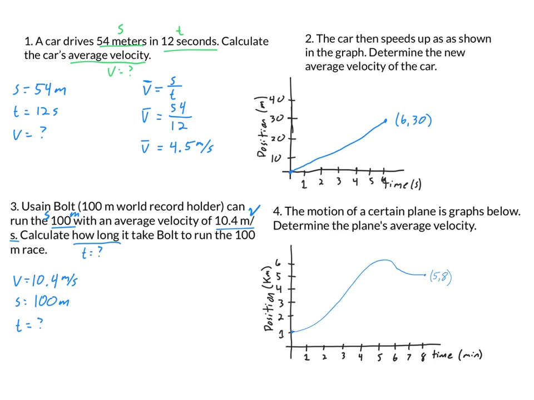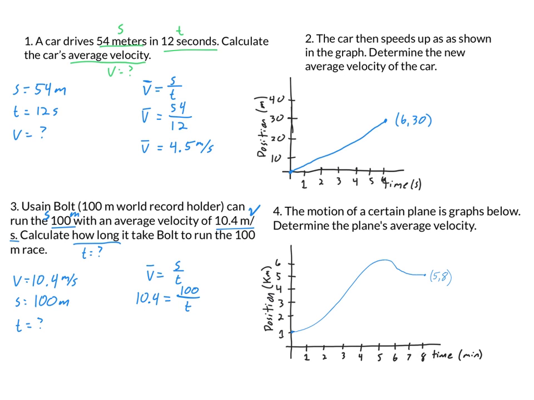So now I've done my variable bank. I'll rewrite my equation, v equals s over t, and this is an average velocity. We know that a runner doesn't run at the exact same speed the entire time. I can substitute in and then solve. So I'll put 10.4 in where the velocity is, 100 meters in for the displacement, and the time is unknown.